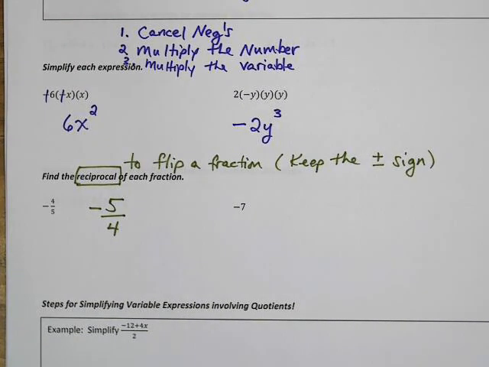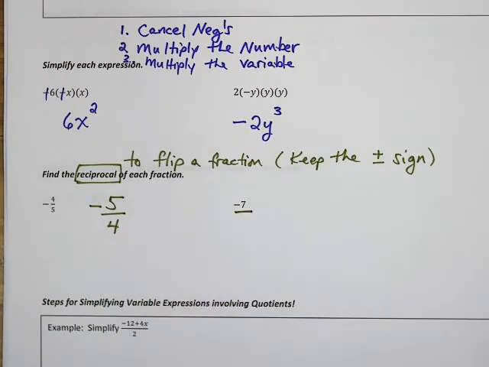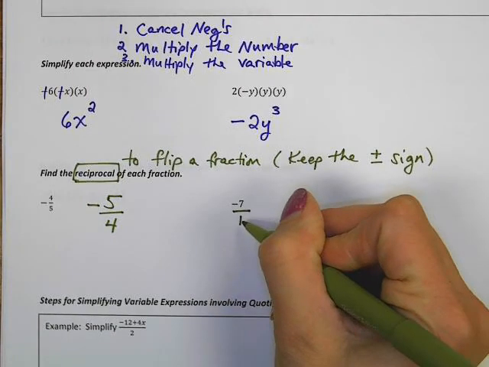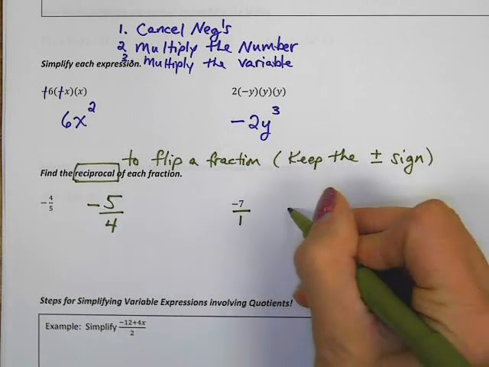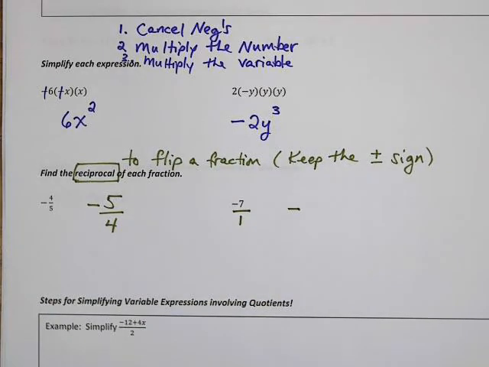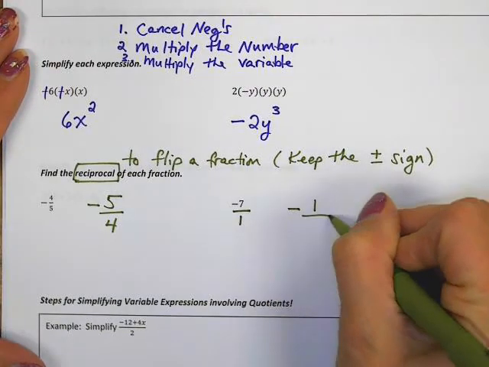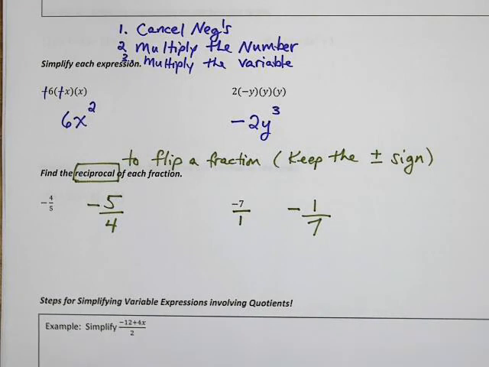This next example right here, I don't see a denominator. There's one number you're allowed to put in the denominator, and that's a 1. Now we're going to go ahead and find the reciprocal. Since the problem is negative, the reciprocal is going to be negative. And you don't say 7 over 1, we say 1 over 7. So that's how you find the reciprocal of a whole number.